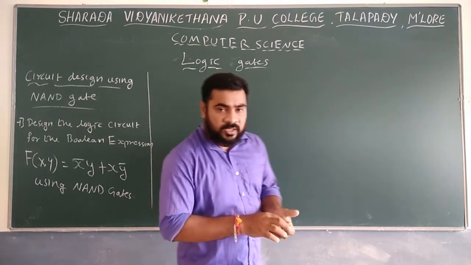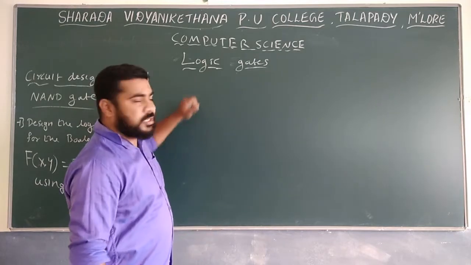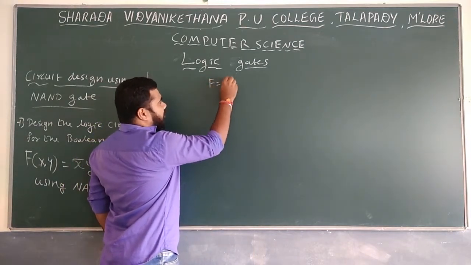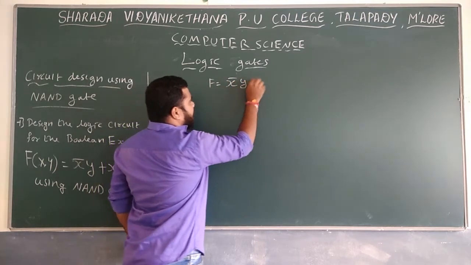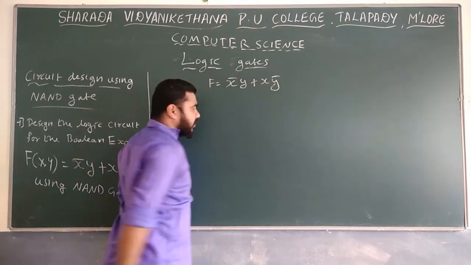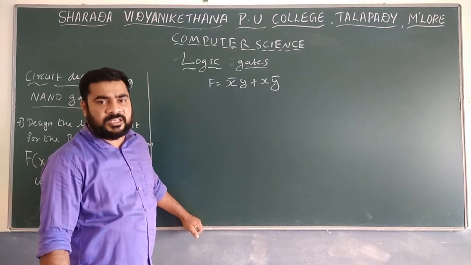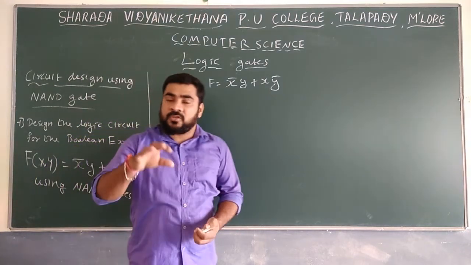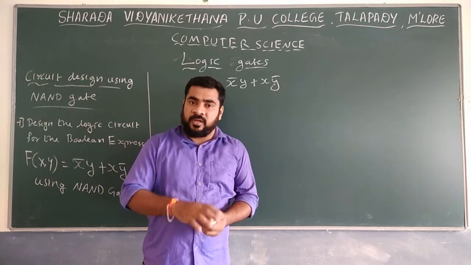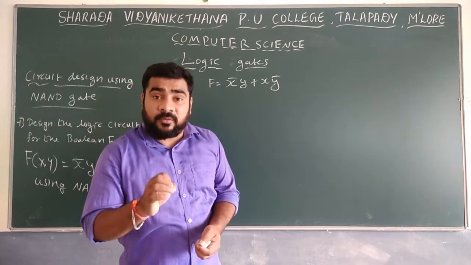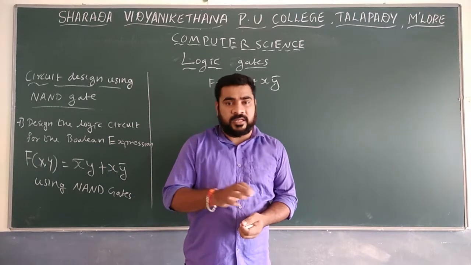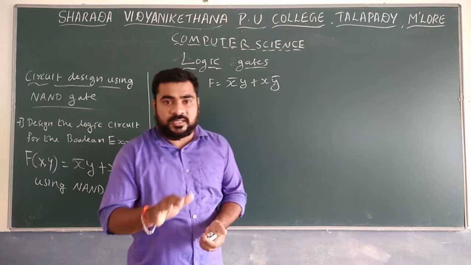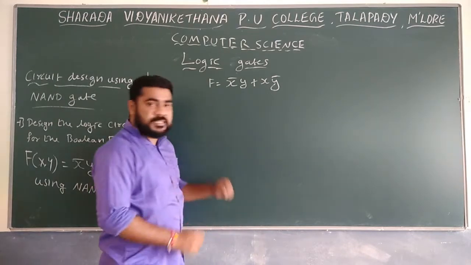So how can we construct it? Before constructing, I will write the question here. The question is: given that f is equal to x dash y plus xy dash, this is the Boolean expression, and for it we have to construct the circuit diagram. Before constructing using the NAND gate, it is better to construct the circuit using the basic gates first, then we can convert it easily.